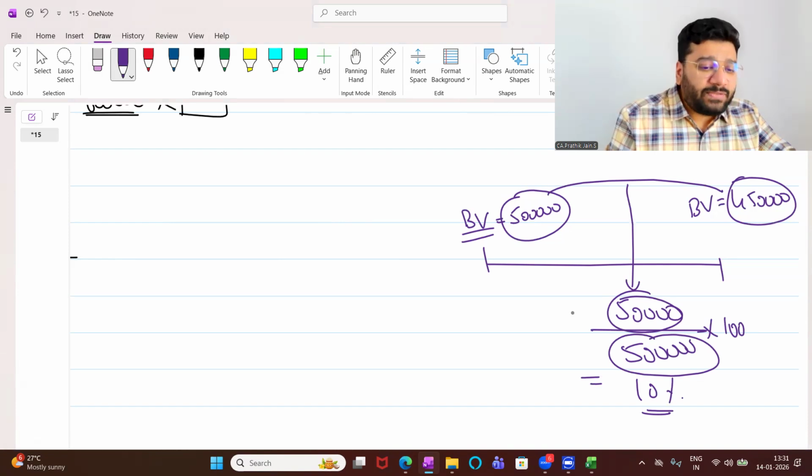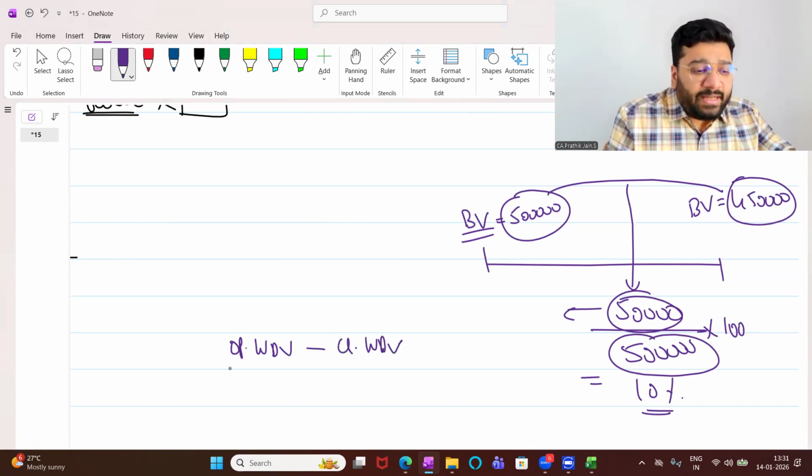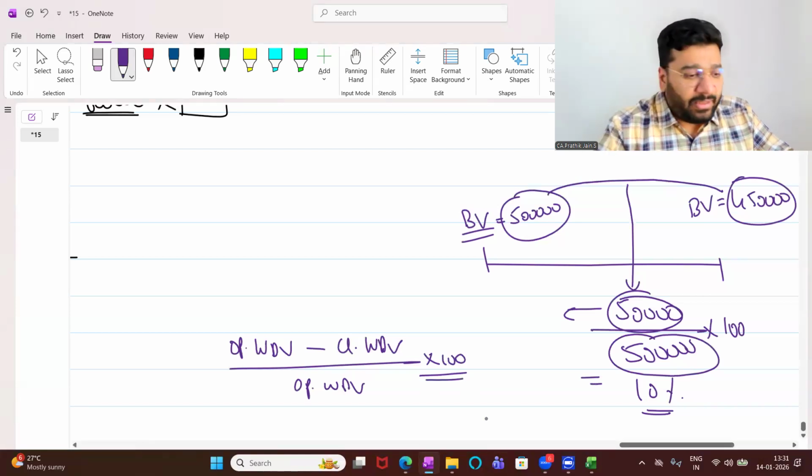So what is the formula for this 50,000 rupees? Opening WDV of the asset minus closing WDV of the asset divided by the opening WDV into 100. Lakshita, you're saying some formula. Scrap value is there, original cost is there.